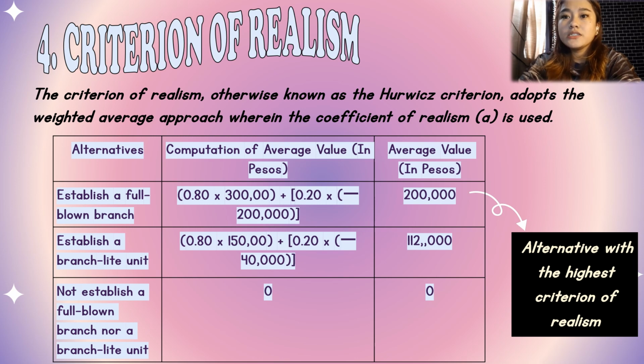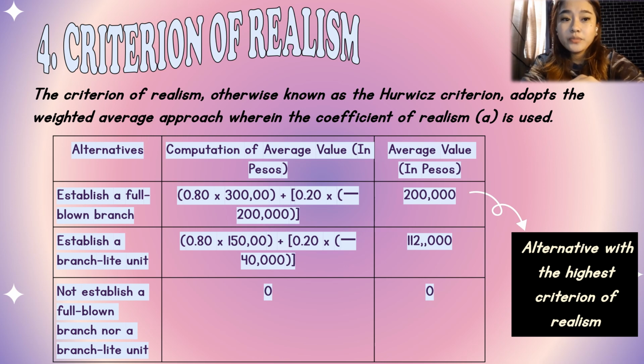So, Hurwitz's criterion is a decision-making approach that helps you choose the best decision under uncertainty. Here's how it works. Imagine you have to make a decision but you're not sure about the future outcomes. Hurwitz's criterion helps you balance optimism and pessimism when making choices. It involves two factors. Number one is optimism, which is the alpha, and this represents how optimistic or hopeful you are about the best possible outcome.